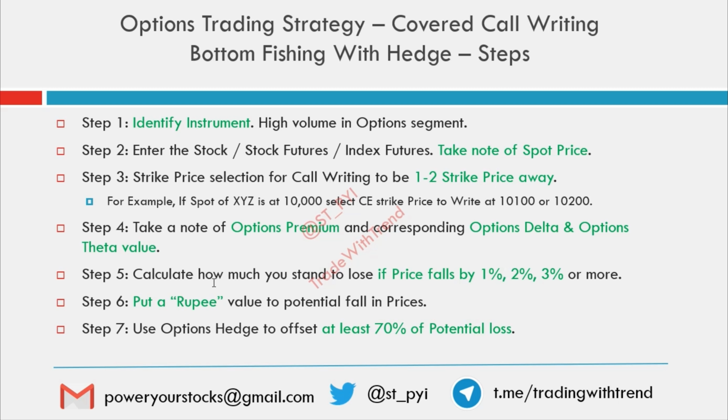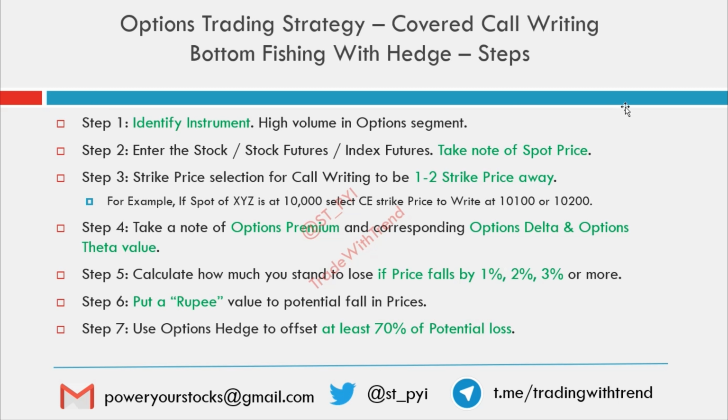Step 5, you need to calculate how much you stand to lose if the price of your stock futures or index futures falls by 1%, 2% or 3%. Step 6, you need to put a rupee value to the potential losses, that is 1% loss, 2% loss or 3% loss. You need to define it in terms of rupees, that is how many rupees or dollars you're going to lose if the price of your stock futures or index futures were to fall 1%, 2%, 3%. And the last step would be to use options to hedge or offset at least 70% of potential losses that can come about in case your asset were to fall by 1%, 2%, 3% or more.